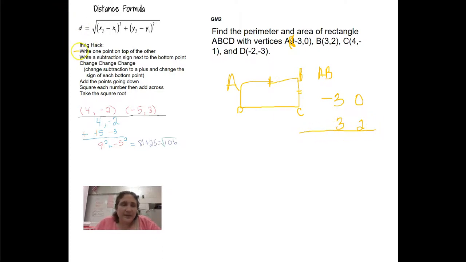That's what it said. Write one point on top of the other. Then write a subtraction sign next to the bottom point. Then it says change, change, change.